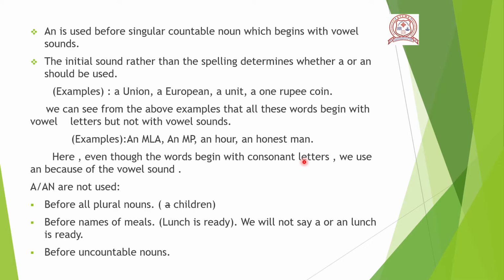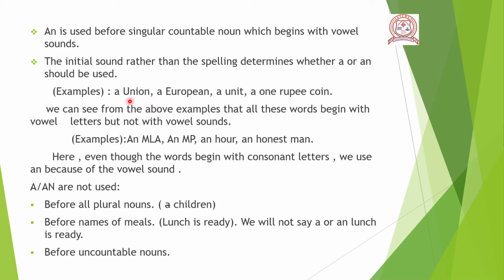Now next, an is used before singular countable nouns which begin with vowel sounds. The initial sound rather than the spelling determines whether a or an should be used. See, the initial sound of the word determines whether a or an should be used. It's not the spelling. The sound of the word determines it.